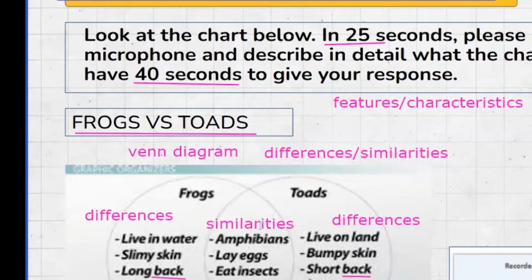So now we have the similarities as they both are amphibians, egg-laying, and eat insects, right? And what are the differences? Frogs live in water, they have a slimy skin and long back legs. And the toads, on the other hand, have bumpy skin, they live on land, and they have short back legs, right?